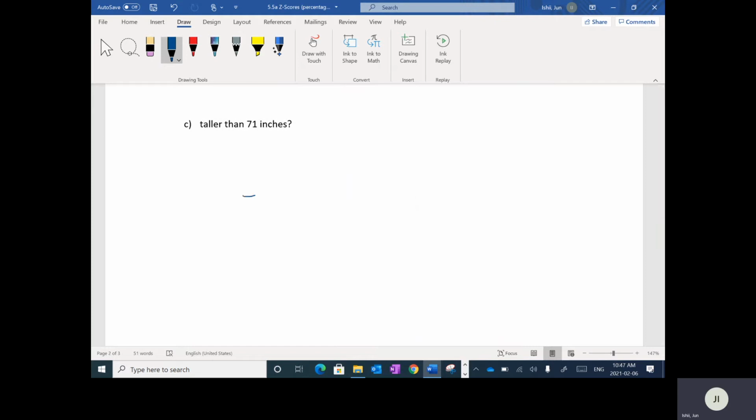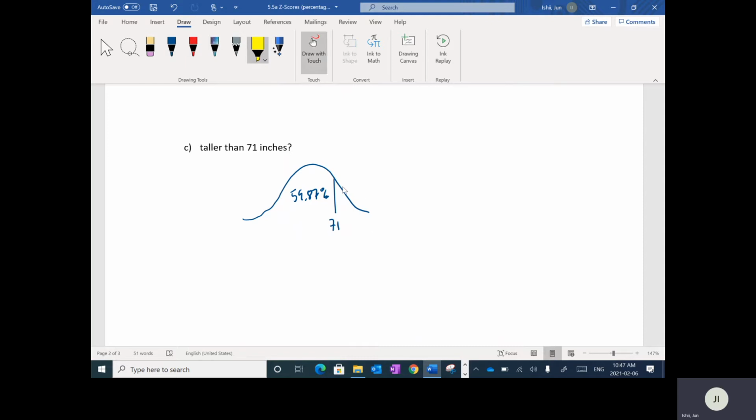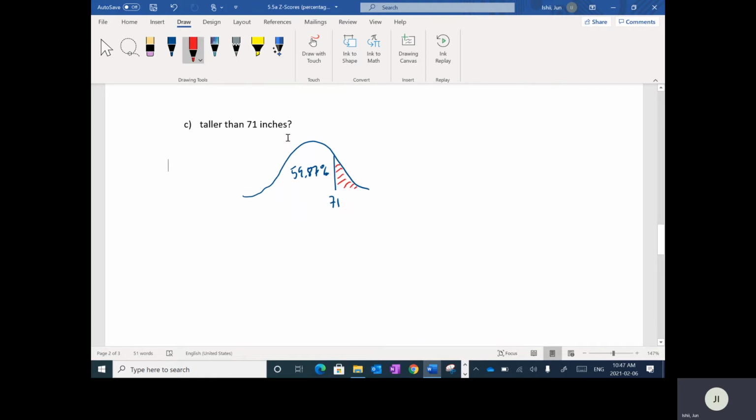I'm just going to show you graphically what's happening. At 71 inches, we found in the previous question that it is 59.87%. But what this question is asking is how much is taller than 71 inches? Let me use a red marker. It's basically asking what's this percentage over here, the taller side.